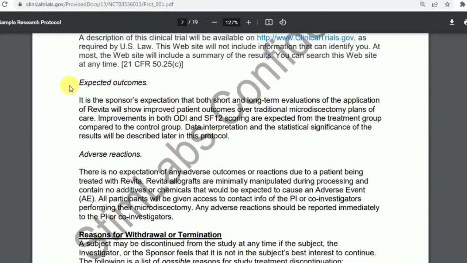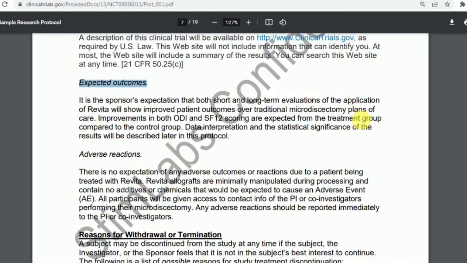Another important topic we will discuss is the expected outcomes. It is the sponsor's expectation that both short and long-term evaluations of the application of Revita will show improved patient outcomes over traditional microdiscectomy plans of care. Improvements in both ODI and SF12 scoring are expected from the treatment group compared to the control group.